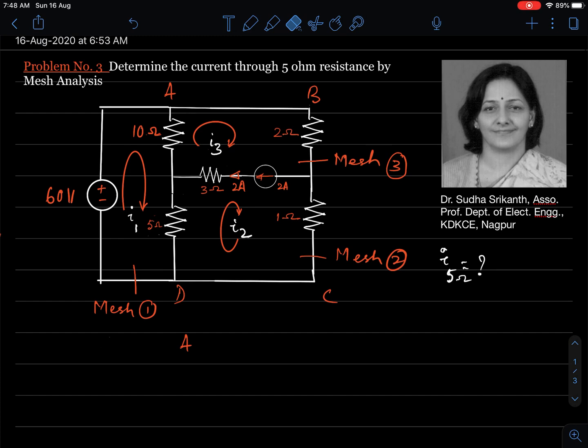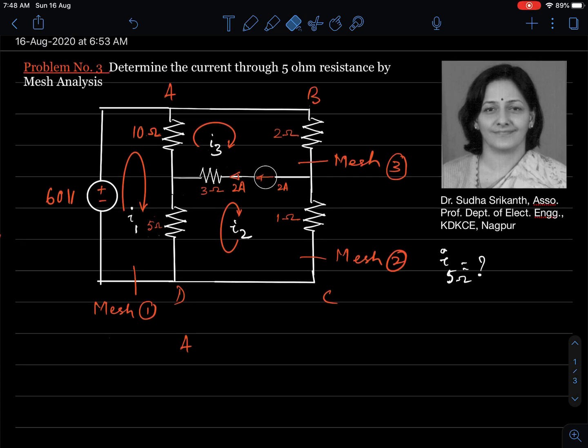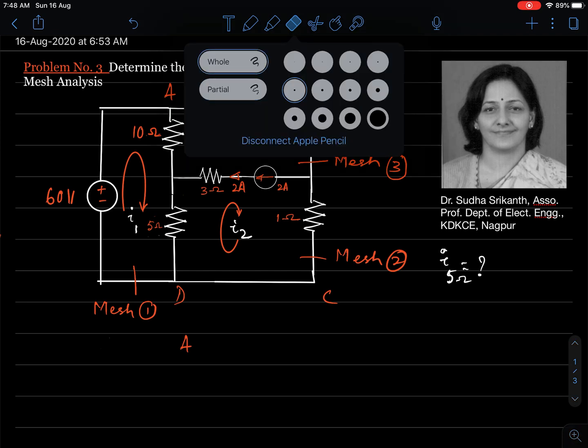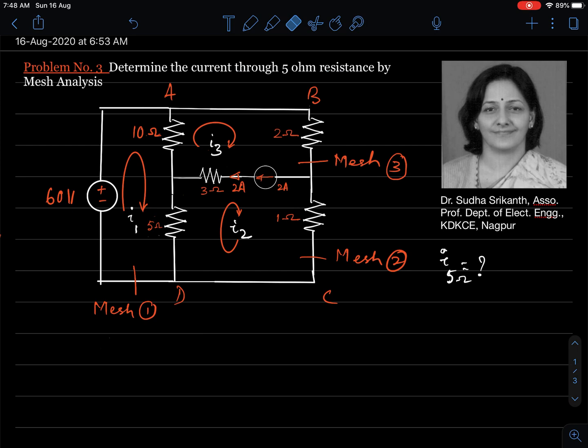Now, how to approach this problem? Unlike the other two problems, here we can easily identify 3 meshes. If we have to solve for this network, we need to arrive at 3 equations, because there are 3 unknowns. Typically, in order to get the desired solution, you need to find the currents I1 and I2. The difference in current between I1 and I2 would be the current through the 5 ohm resistance. This, by inspection, one can always tell.